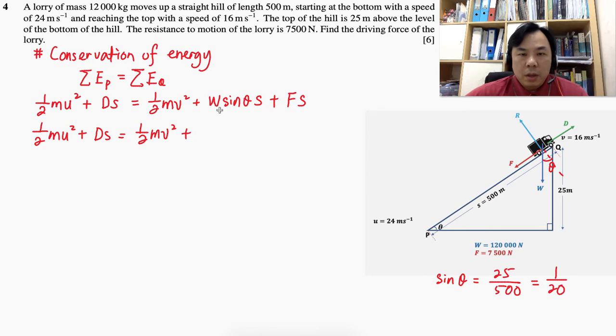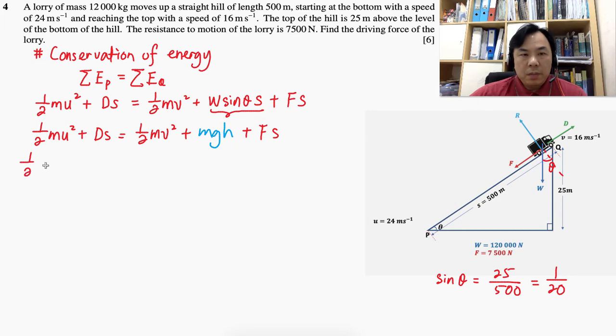Now you will notice that this part here is very important. This part here, the work done to overcome gravity, is actually what we know as the gravitational potential energy. So generally, this term is gravitational potential energy, so you can write it down as gravitational potential energy, and then finally we have the work done against the resistance. And then from here, all I need to do is just substitute all the values available.